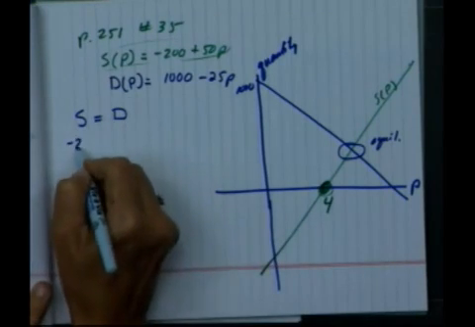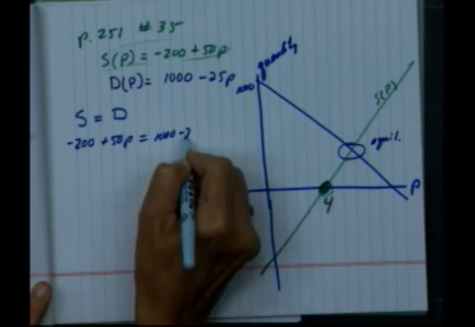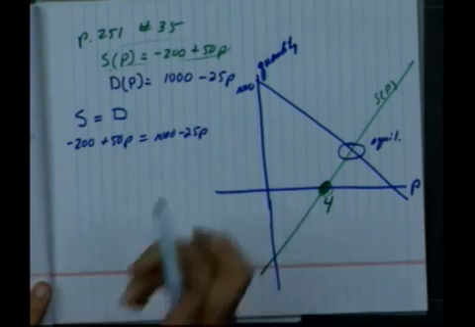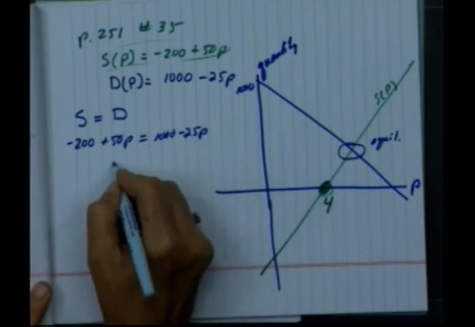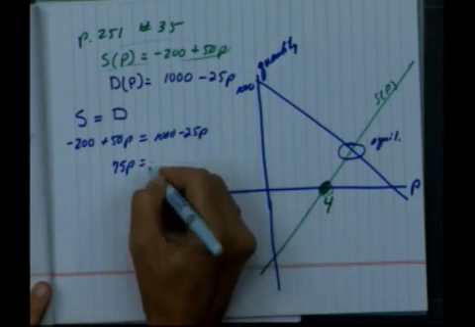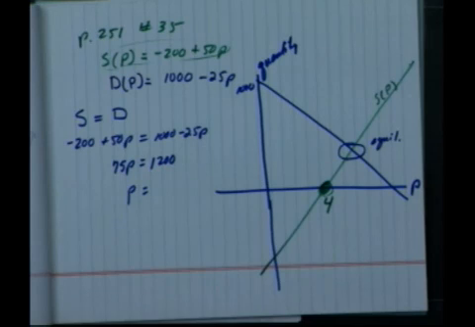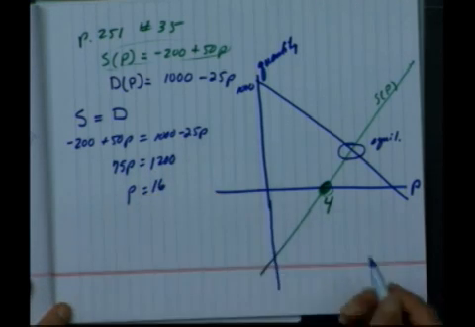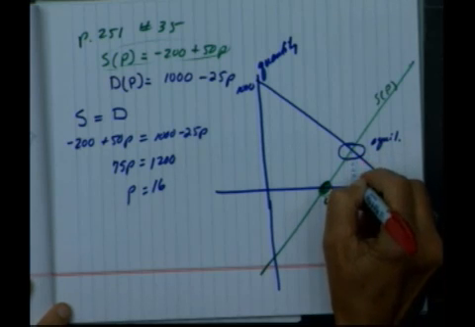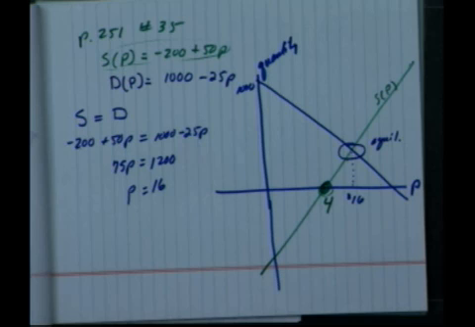So the supply is negative 200 plus 50p equals 1,000 minus 25p. So we want to solve this. I'm going to add 25p to both sides, and I'm going to add 200 to both sides, right? And what is 1,200 divided by 75? 16? Thank you. So this is going to be, not drawn to scale, a price of $16. So the consumer is going to be happy to purchase at 16. The producer is going to be happy to supply him at 16.